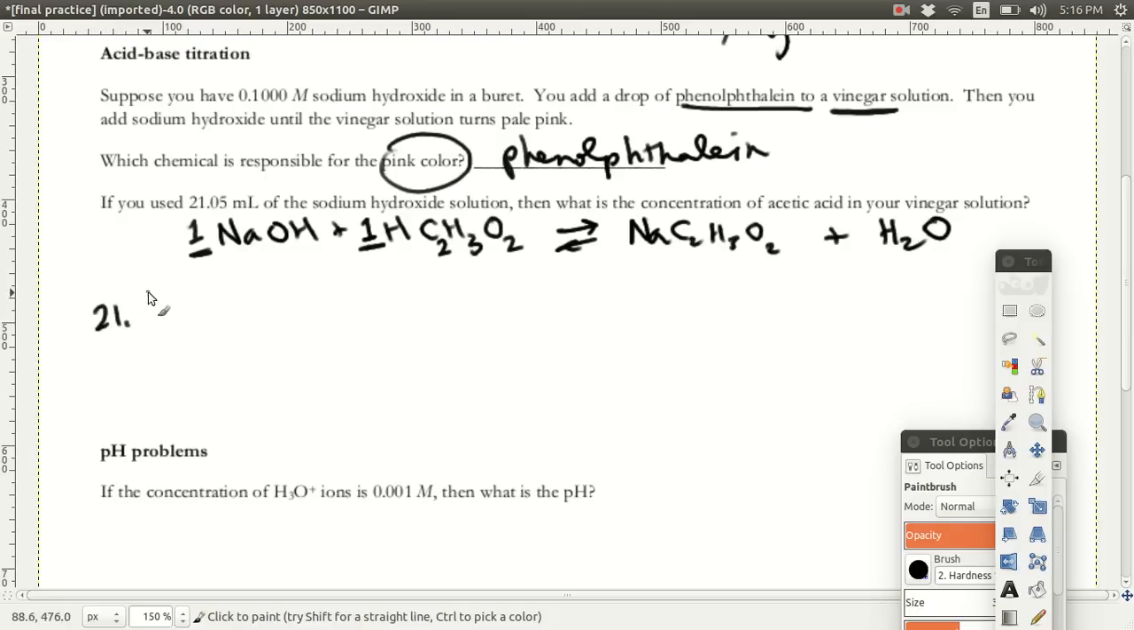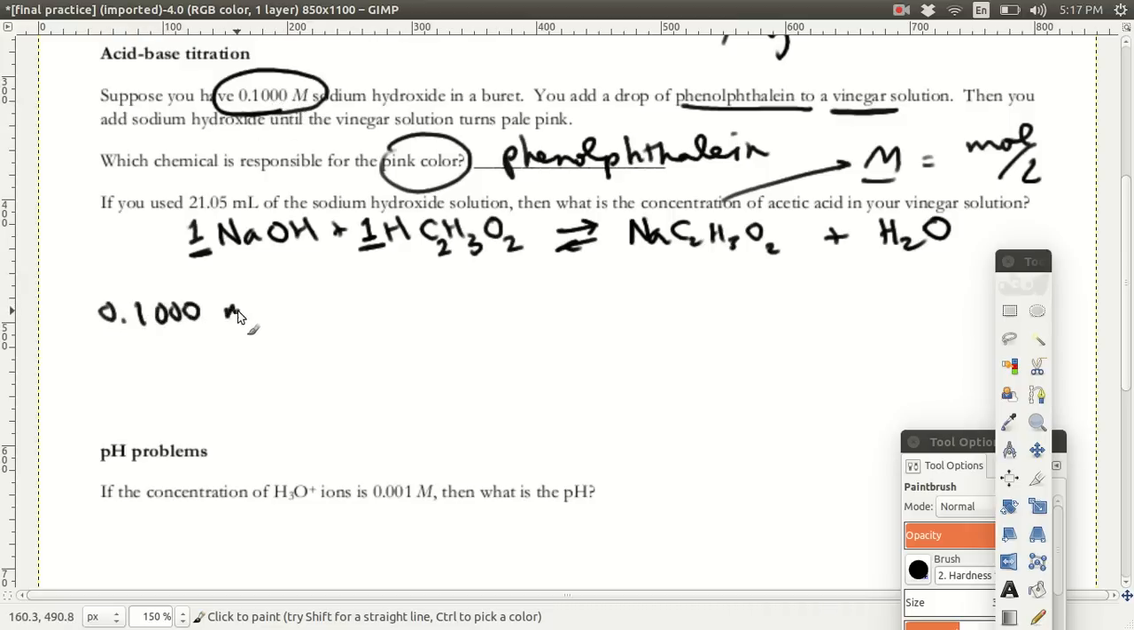21.05. What is the concentration? Okay, now we're looking for the concentration of acetic acid. Concentration is moles per liter. So concentration, that's molar, and that equals moles per liter. Okay? So, the concentration of acetic acid. We want moles over liters. So let's start with the sodium hydroxide. Here it is. Here is the sodium hydroxide solution. It was 0.10000 moles per liter, molar.